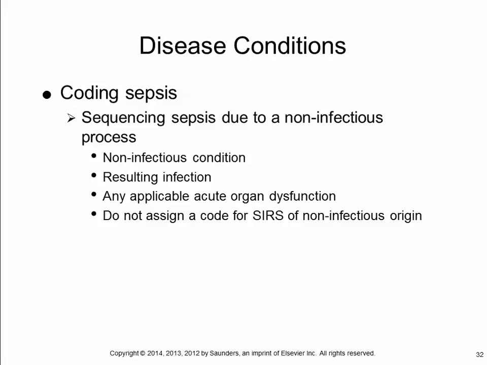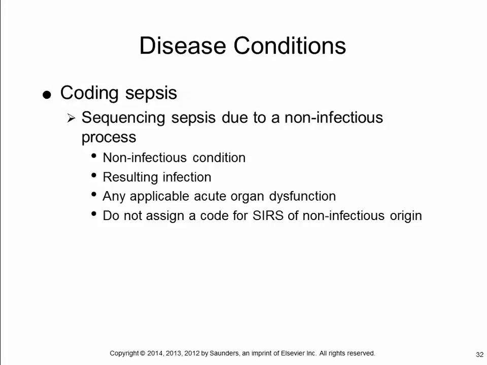All right. So let's say you have sepsis that's due to a non-infectious process. So the first thing you're going to do is code that non-infectious condition. What is the condition? And then you're going to code that resulting infection. Then you're going to code any applicable organ dysfunction, and you do not assign a code of SIRS for a non-infectious origin. You just do not put a SIRS code on.